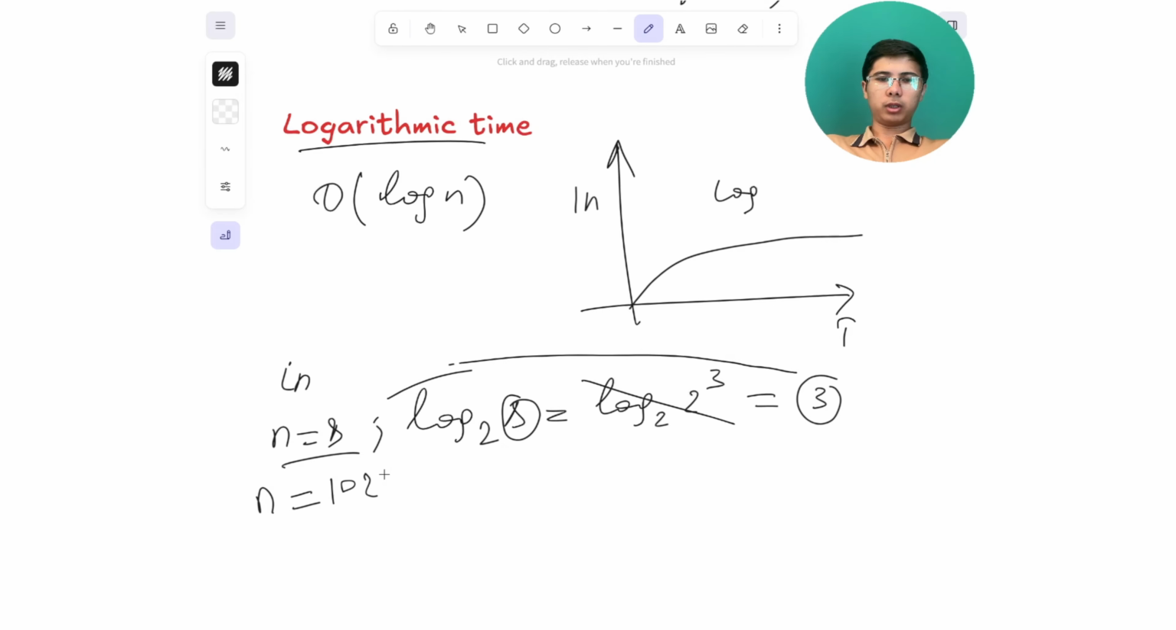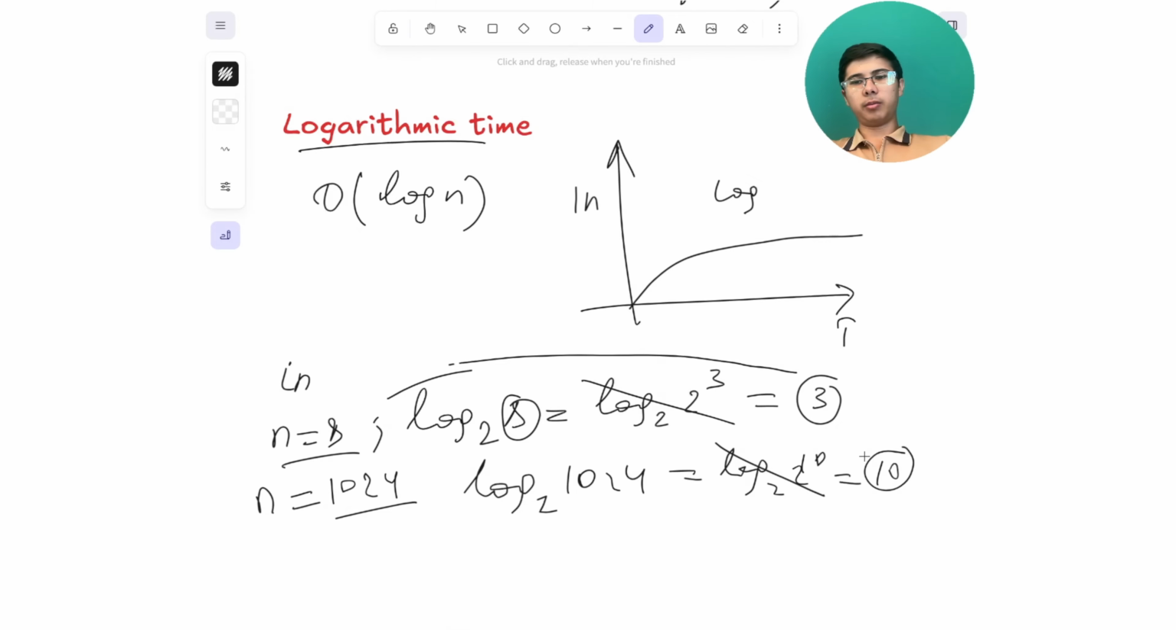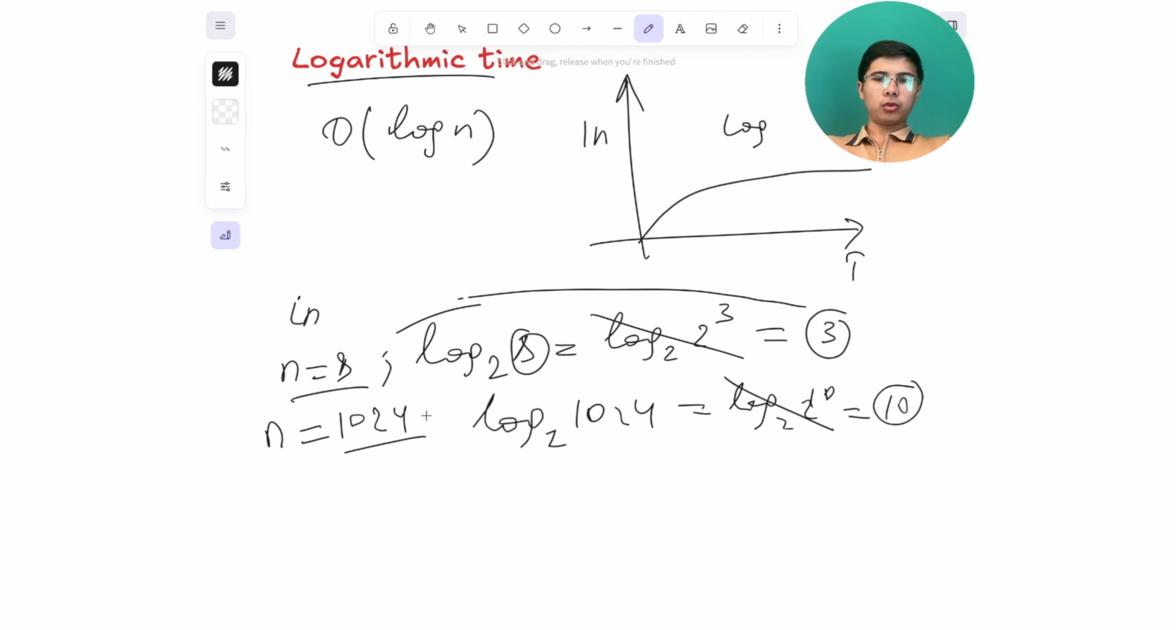If our input is greater than 1000 as well, 1024, and we convert it with logarithm base 2 of 1024, which is 2 to the power of 10. Yes, we drop them and only 10 remains, which means our input size is 1024 and output is just 10. Look, this is gradually increasing. So we usually use base 2 when analyzing logarithmic complexity, because many algorithms divide the input into 2 equal parts in every step.